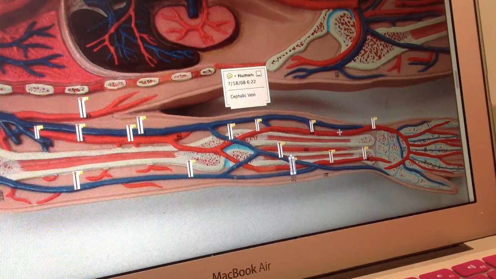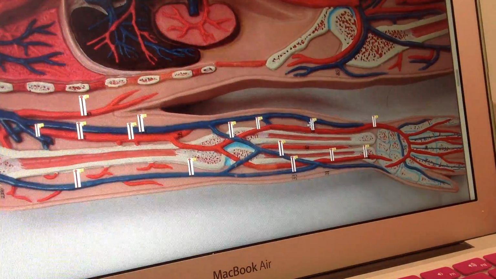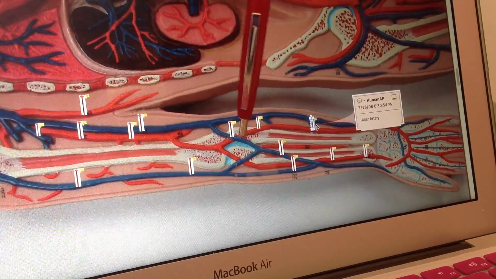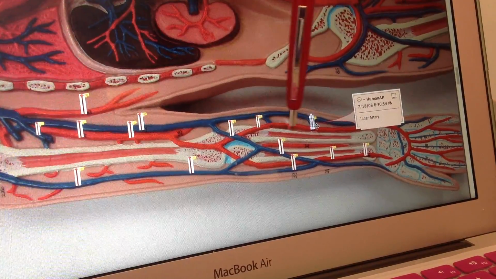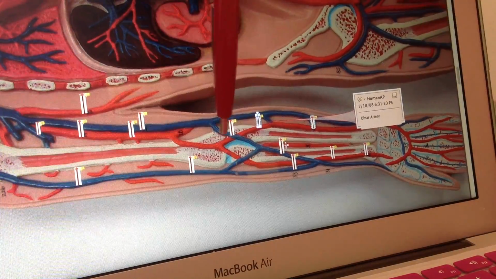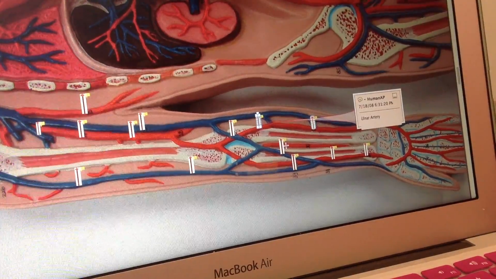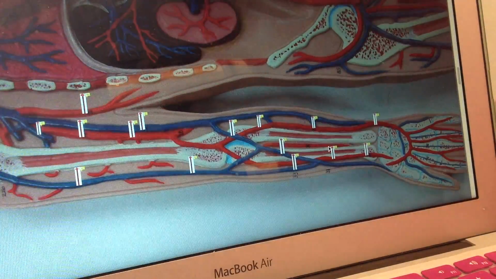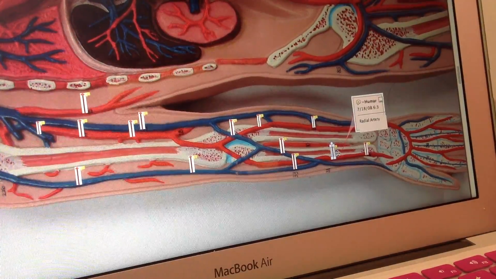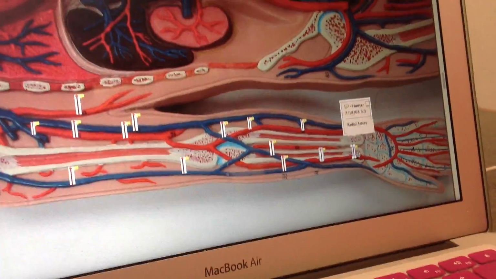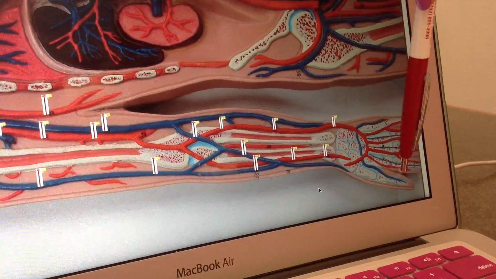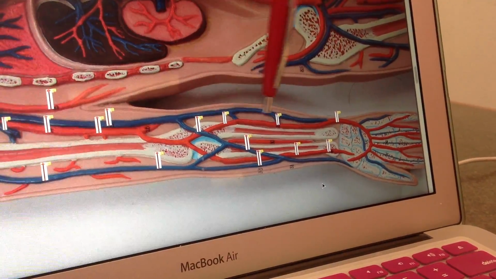And then right over here we have some arteries. The one that is internal is the ulnar artery. So this one right here is the ulnar artery. So that whole thing is the ulnar artery. The one right here is the radial artery. So this right here is the radial artery, and then it continues to right here. So that whole area right here is the radial artery, because it's to the thumb. Ulnar artery is to the pinky.